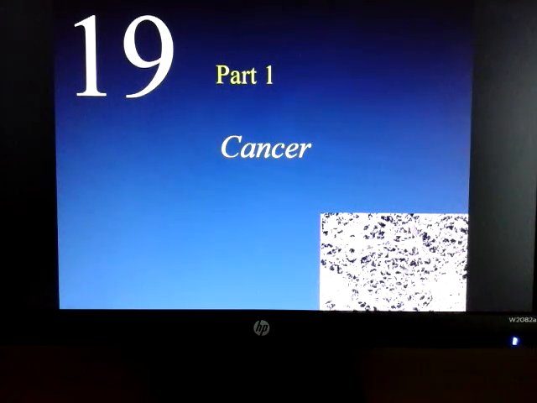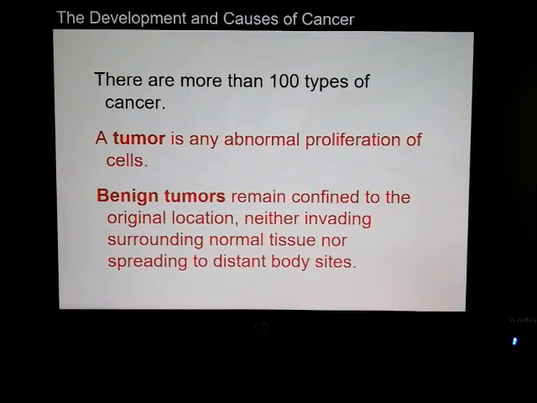The final chapter this semester is on cancer. There's about 100 different types of cancer, and the term tumor refers to any abnormal proliferation of cells.